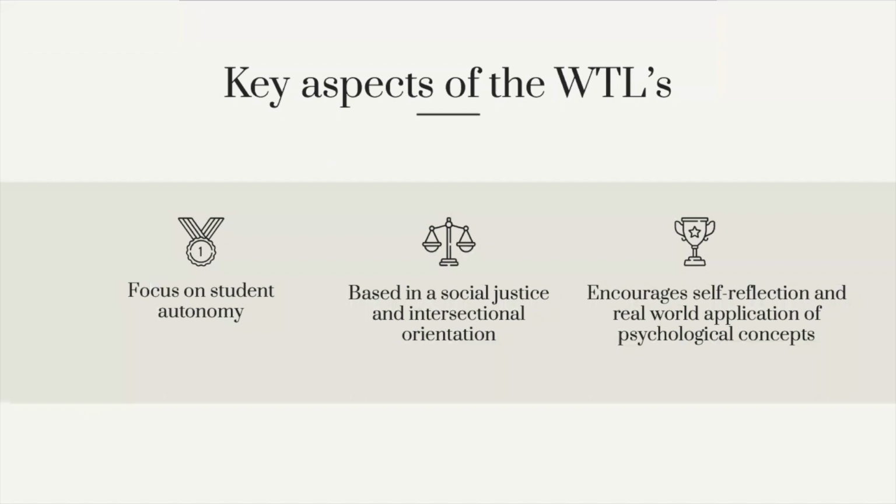Some key aspects of the Right to Learn that I think are important to keep in mind is the focus on student autonomy, being based in a social justice and intersectional orientation, and encouraging self-reflection and real-world application of psychological concepts. This focus on student autonomy is a part of our social justice orientation and going towards the goal of self-advocacy and empowerment.